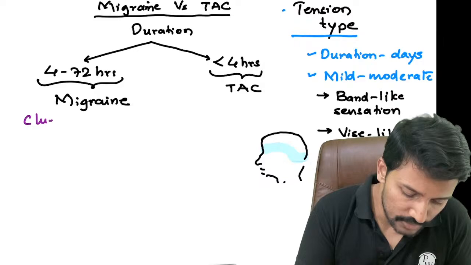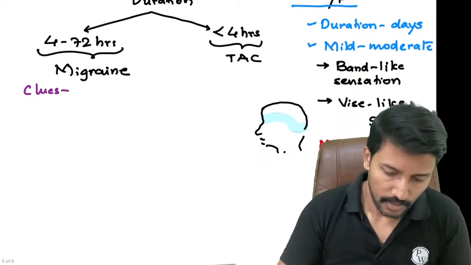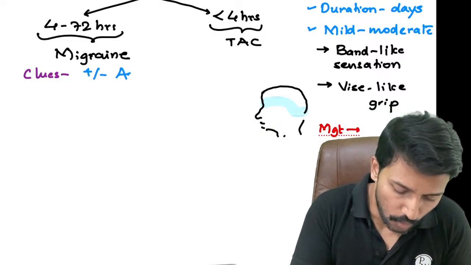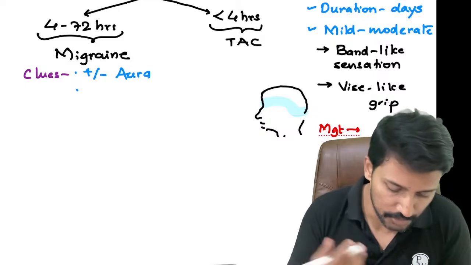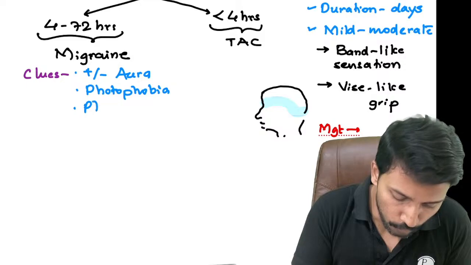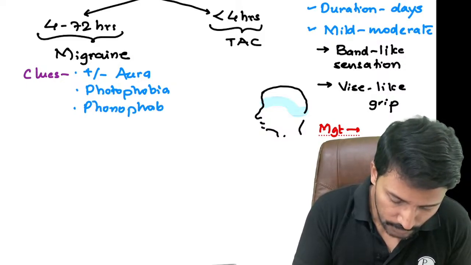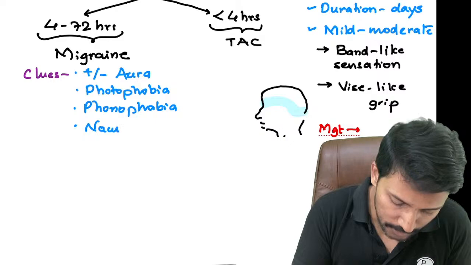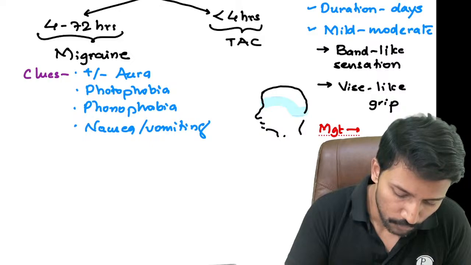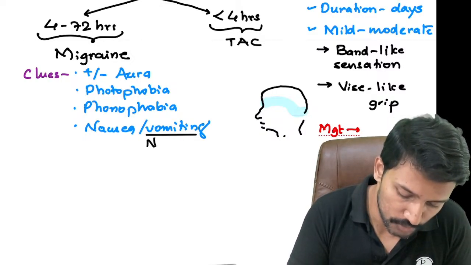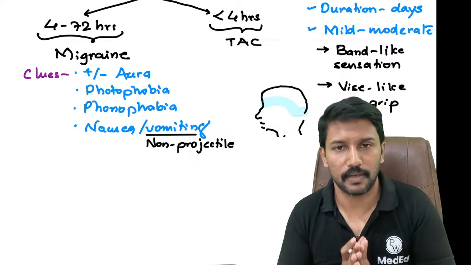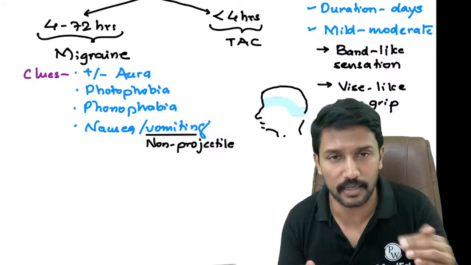Now what additional clues will the examiner give if it is a case of migraine? He may mention that the patient has aura, so with or without aura. Second thing he will mention is patients with migraine often have photophobia or phonophobia. They also often have nausea and vomiting. The only thing I want you to note here is if the patient is having vomiting in migraine, it is going to be non-projectile. The moment I see a patient with projectile vomiting, I know it is something dangerous, because projectile vomiting indicates that there is raised intracranial tension.